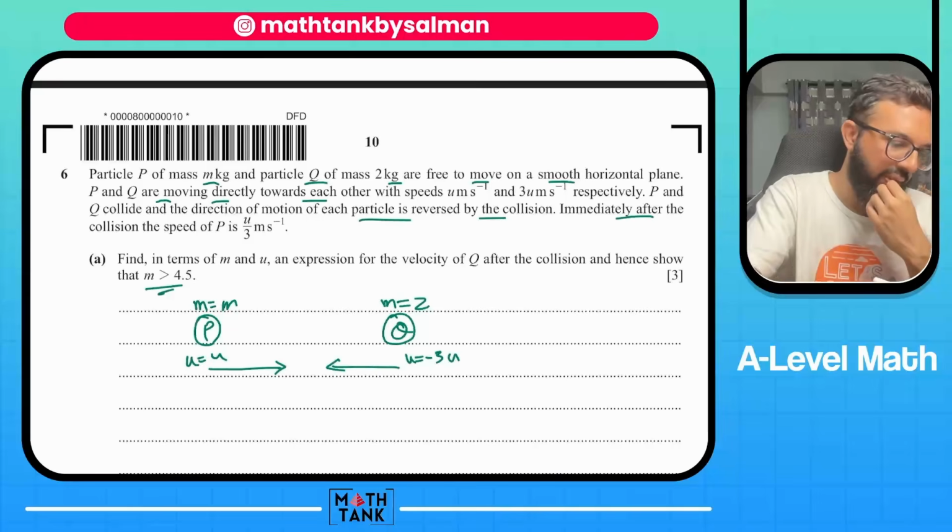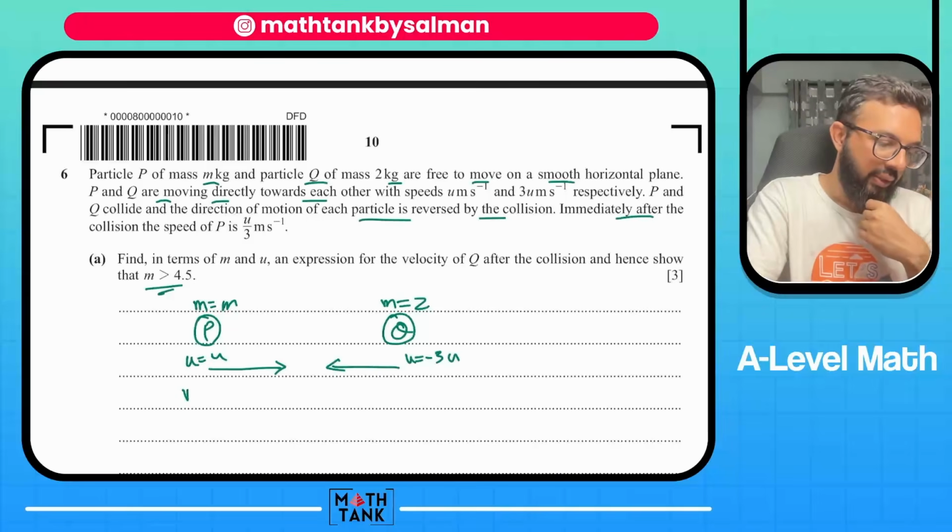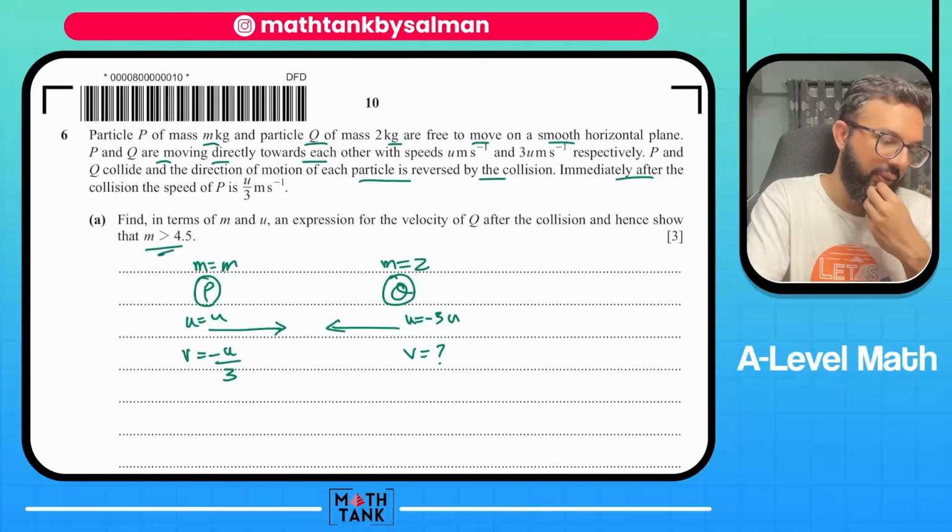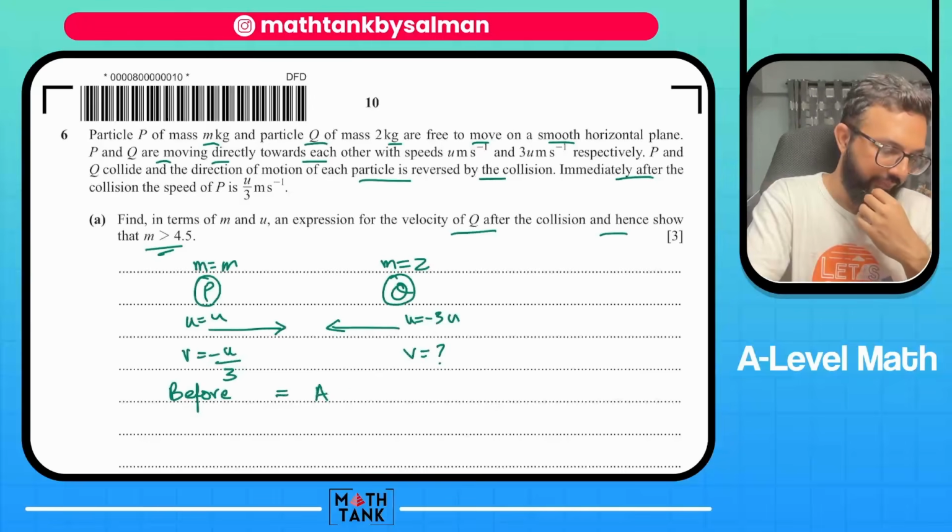Immediately after the collision, the speed of P is minus u over 3. Find, in terms of m and u, the expression for the velocity of Q after the collision, and ensure that m is greater than 4.5. So before equals after collision, a momentum question.